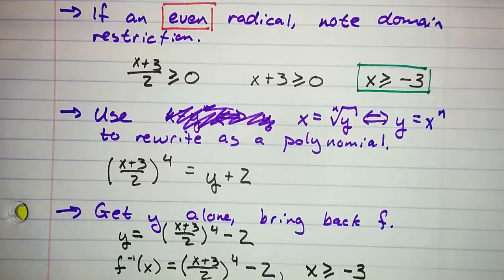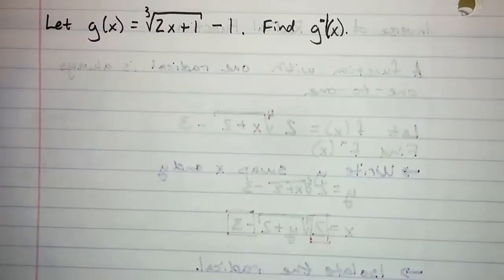I'm going to give you one of these to try. Let g of x be the cube root of (2x plus 1), all minus 1. Find g inverse of x. Pause the video and try this now.